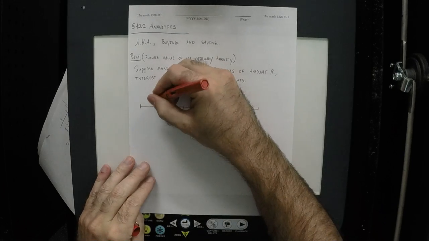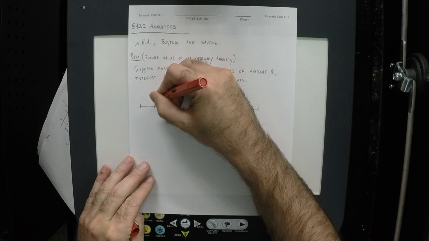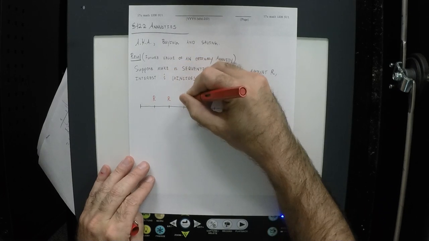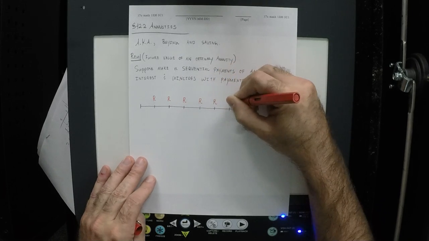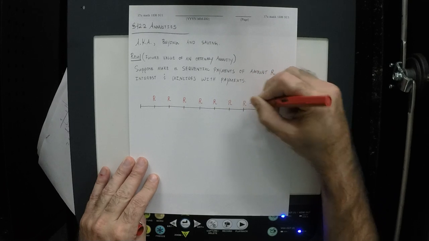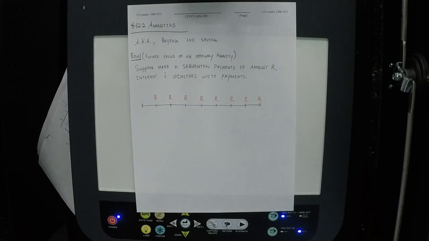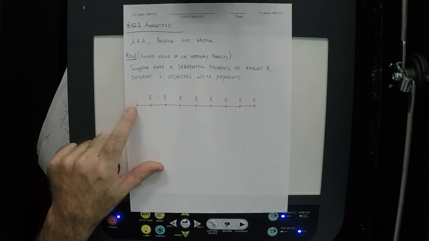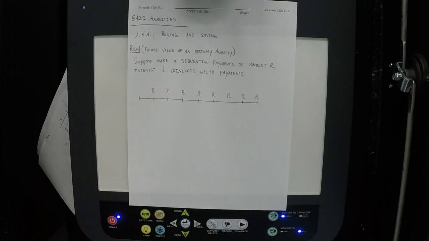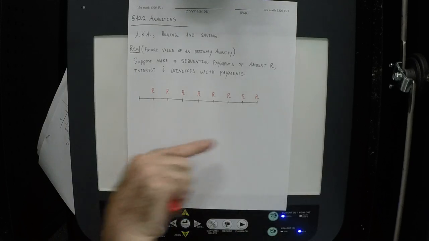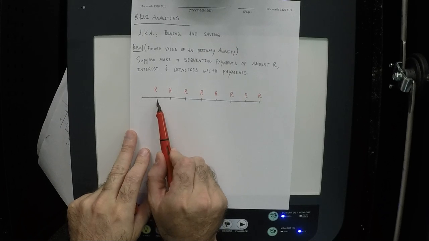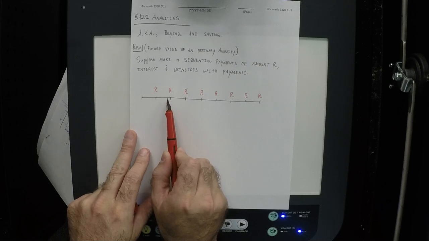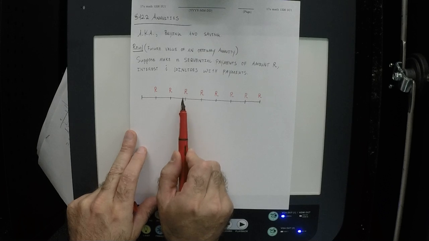So we're going to make a payment here, here, here, here, here, here, here, here. But not a payment on the first mark. So time is going this way. So you can think that it is like 1 month passes, and at the end of that month, you make a payment. Another month passes, and at the end of that month, you make a payment. Another month passes, and at the end of that month, you make a payment.